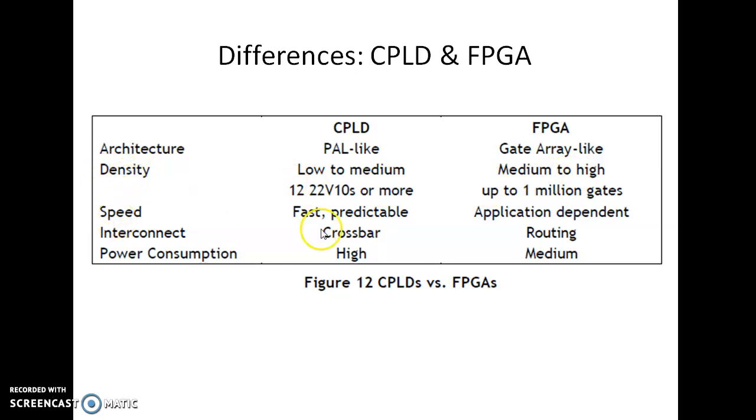The speed is fast and predictable in the case of CPLD, and for FPGA it is not fixed. It depends on the application, right? If you want to develop an FPGA for a high speed application, you can. So it is neither slow nor fast; it depends on the application. According to the application, you can tune the speed of the FPGA.